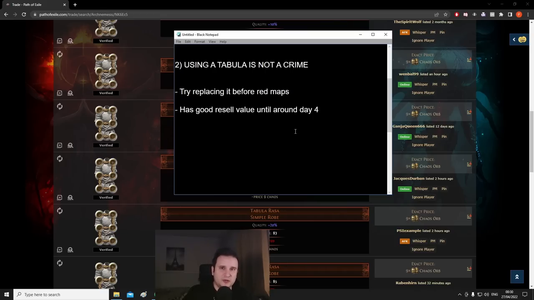A flat 1,000 armor, a little bit of life, a little bit of spell suppression can go a long way. And tabbies actually do have quite decent resale value until like day 4, where most people are already in maps then. This is a really obvious one, so let's move on.